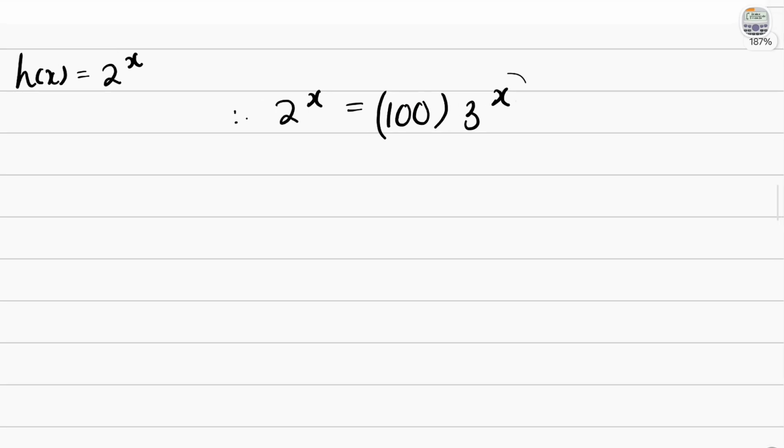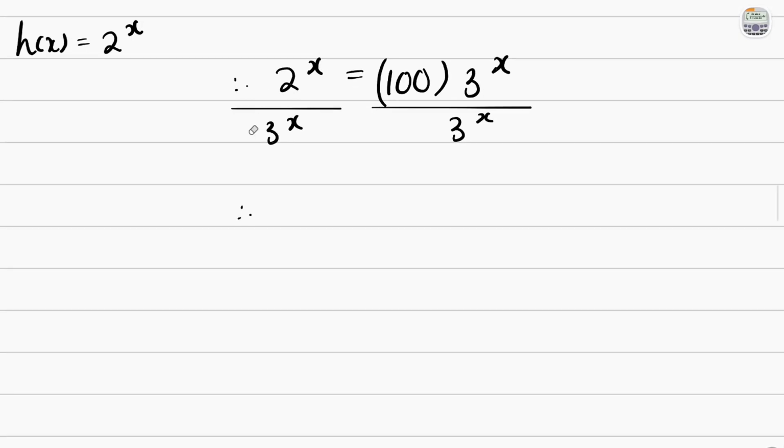Notice how this is raised to the power of x, and this is also raised to the power of x. So we can just ensure that they are together. So we can divide both sides by 3 to the power of x. Now with this, you see they both have the same exponent of x. So we can rewrite this as 2 over 3 all raised to the power of x, because if this x was applied to the numerator and denominator, it would end up looking like that. So simplifying it like that, these cancel here and it is equal to 100.